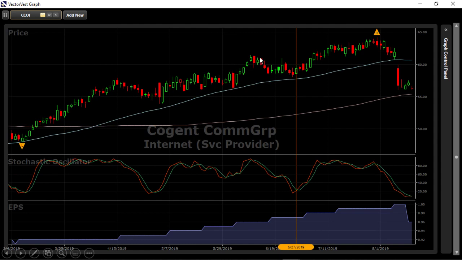And the last one, CCOI. Stock is uptrending. Separation being created by the two moving averages. Stock kisses the 50-day. I'm not buying it here. Why? Because stochastics doesn't go below 20. Okay? Could have bought it over here in this area. I actually didn't even see that. Uptrending, nice separation being created by the two moving averages. But there's our entry.